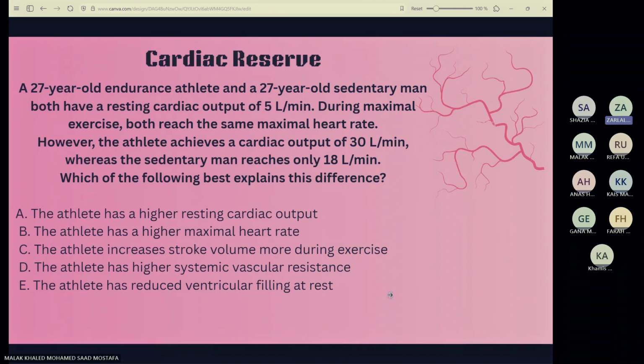Okay, this is a question about cardiac reserve. A 27-year-old endurance athlete and a 27-year-old sedentary man, or a normal man, both have a resting cardiac output of 5 liters per minute, and during maximal exercise, they both reach the same maximum heart rate. The athlete achieves a cardiac output of 30, while the normal man reaches only 18. Which of the following best explains this difference?